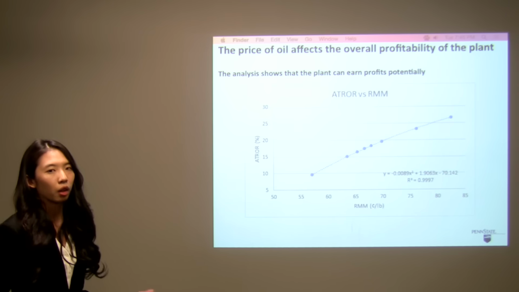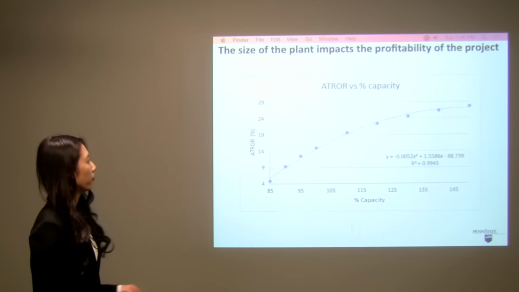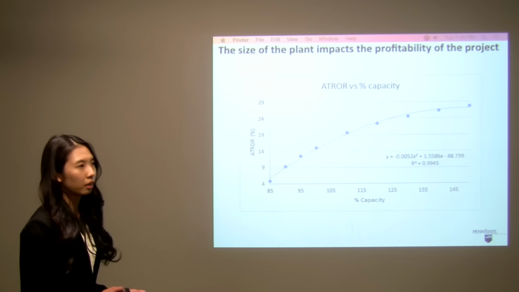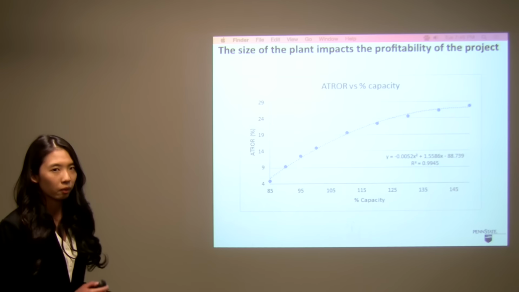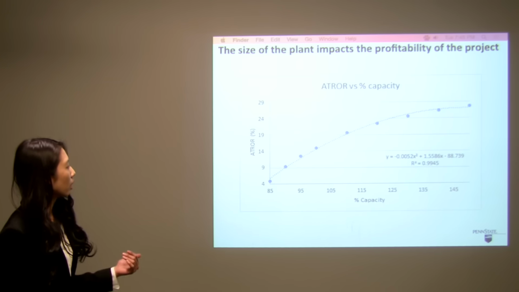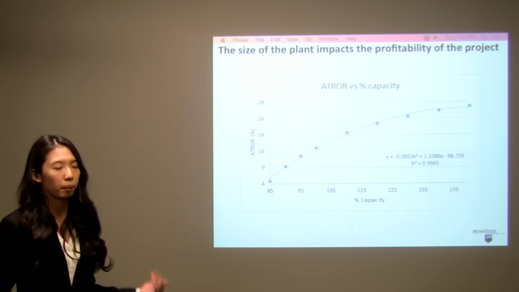So if the crude oil price goes up, this will favor our plant. The second sensitivity study is conducted on the size of our plant. Currently, our capacity is set to be 100% in our base case.